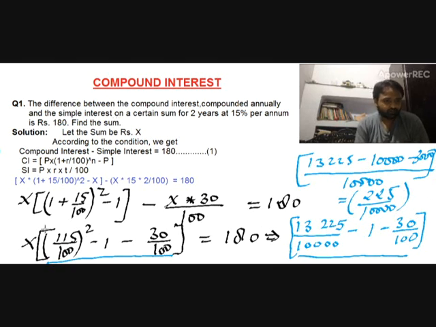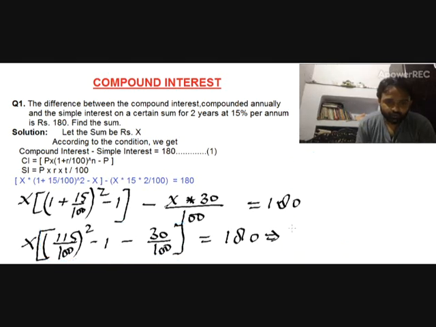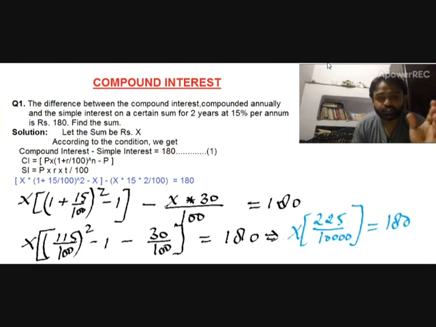So this is only a part which I have calculated over here, and I got the answer. Now furthermore, if I solve it, what we got is 225 upon 10,000, right? So this is a part which is here, and let us solve it properly. This is the calculation which we can do finally. So x times 225 divided by 10,000 is equal to 180.